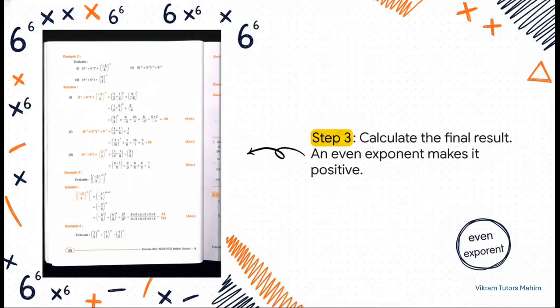We raise both the numerator and the denominator to the 6th power. 2 to the 6th is 64, and 3 to the 6th is 729. And since our exponent, 6, is an even number, the negative result becomes positive. And there it is. That's our answer. By just applying the rules one by one, that really complex-looking problem just became totally manageable.